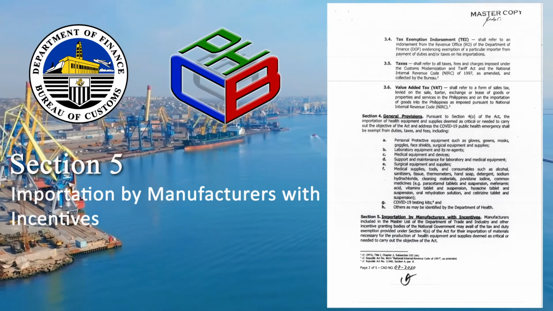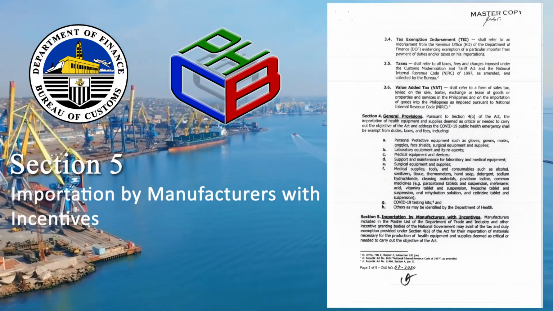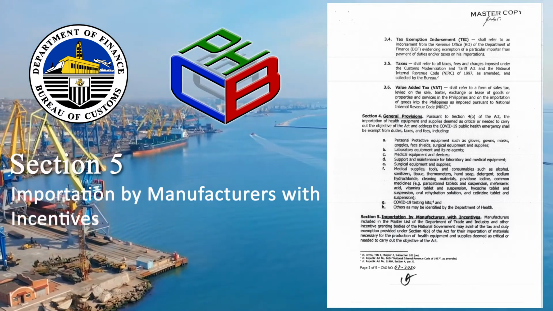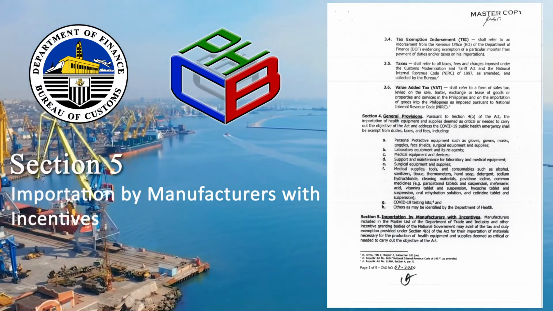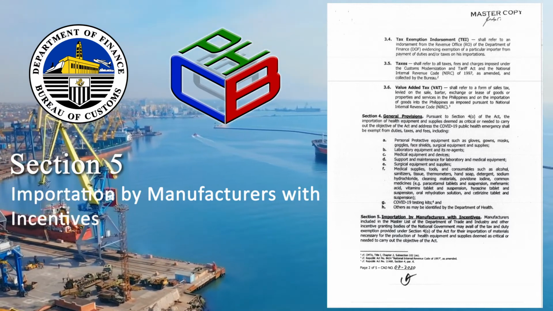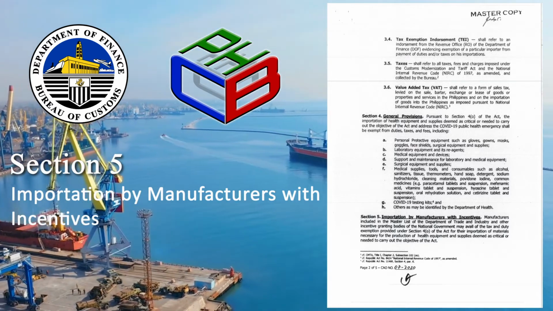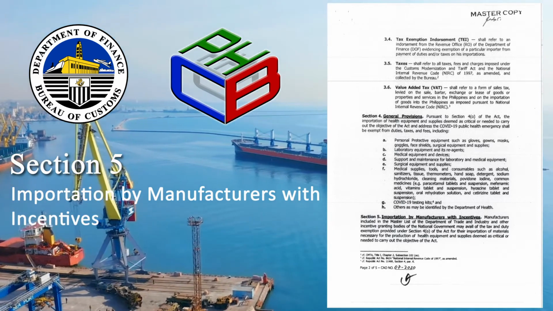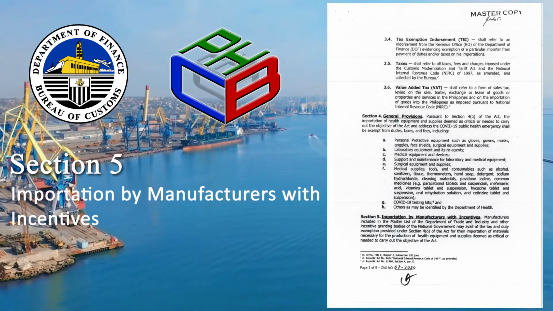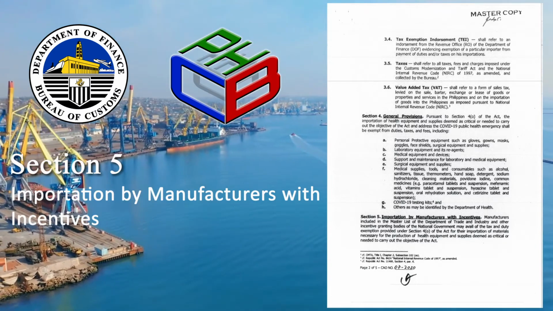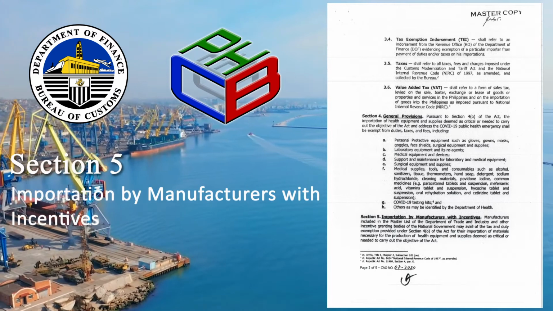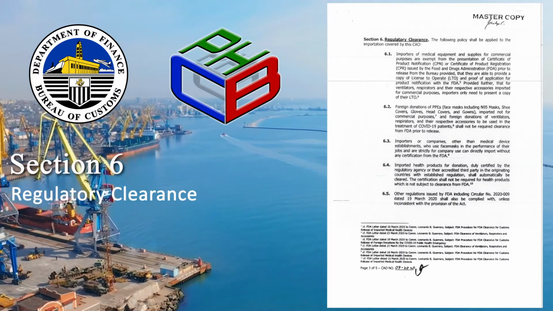Section 5. Importation by manufacturers with incentives. Manufacturers included in the master list of the Department of Trade and Industry and other incentive-granting bodies of the national government may avail of the tax and duty exemption provided under Section 4(o) of the Act for their importation of materials necessary for the production of health equipment and supplies deemed as critical or needed to carry out the objective of the Act.